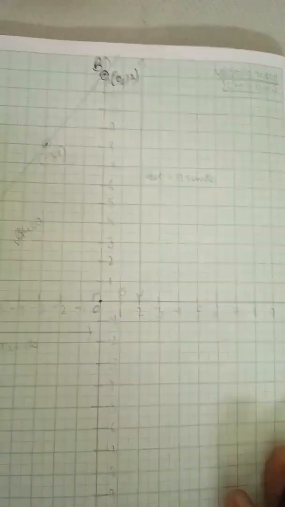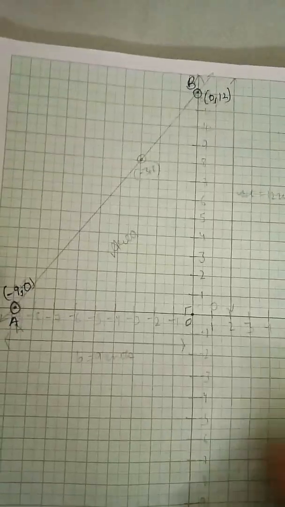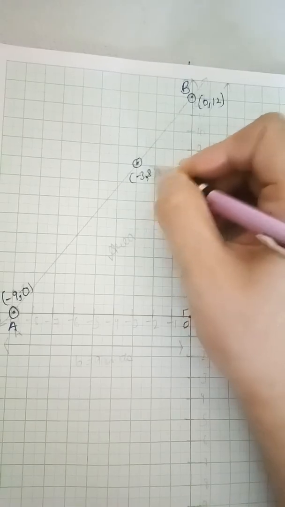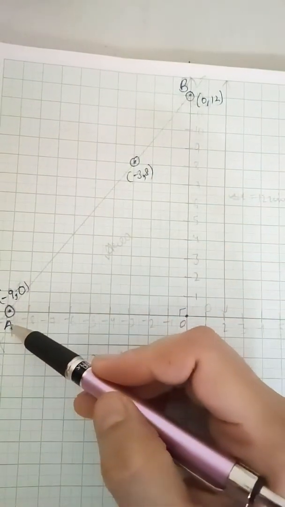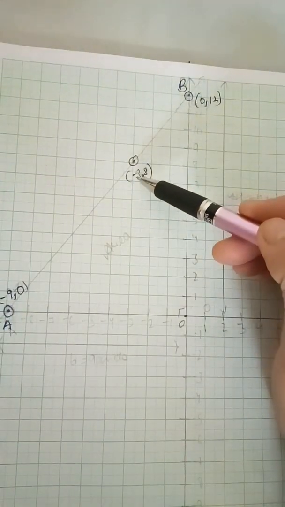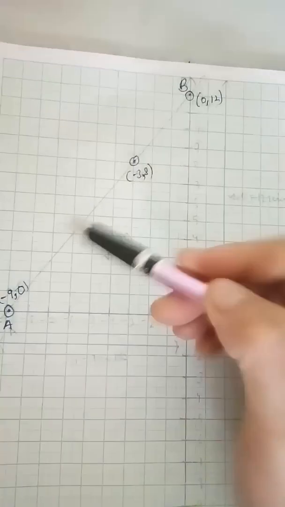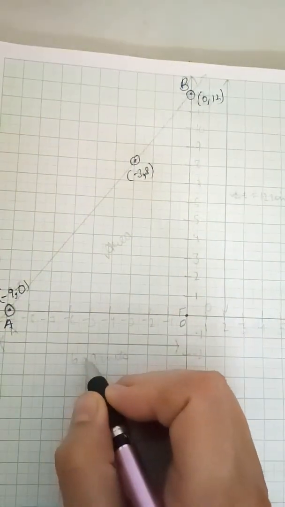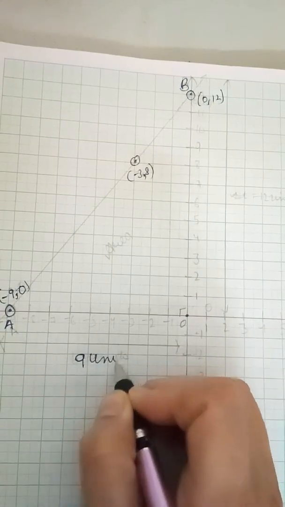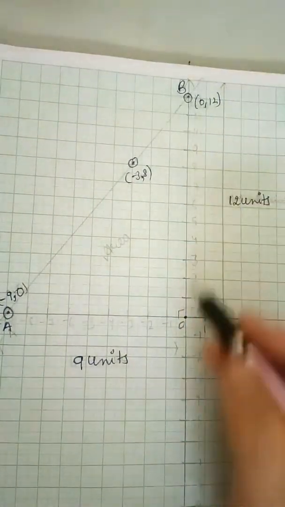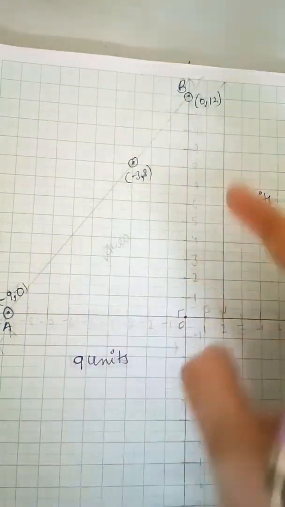You can see here clearly in this graph paper, I have already plotted these 3 points. The line intersects the x-axis at point A (-9, 0), B is (0, 12) and this point is (-3, 8). So when we join this line, it intersects the x-axis at point A. This distance from here to here is 9 units because 9 boxes are there, and from here to here it is 12 units. So this is a right angle triangle, with base 9 and height 12.